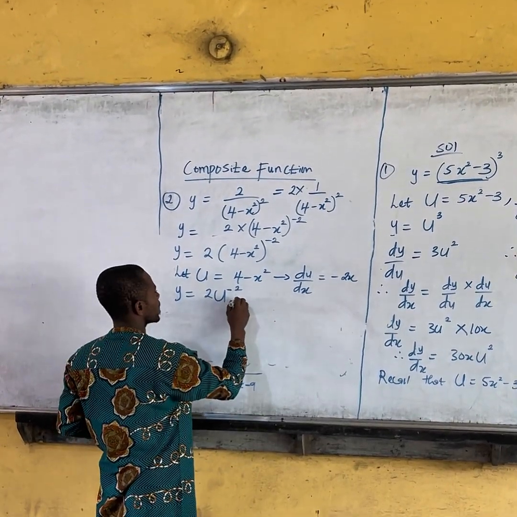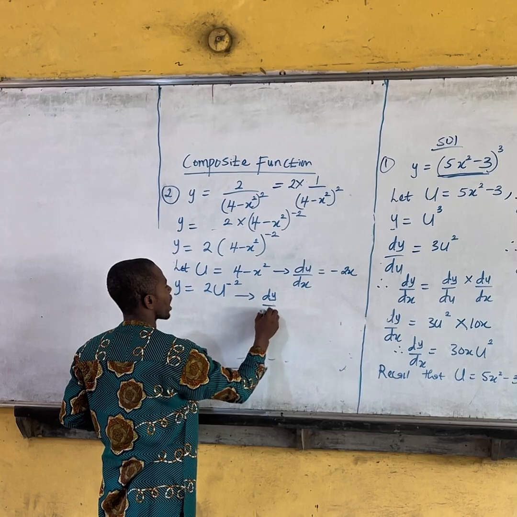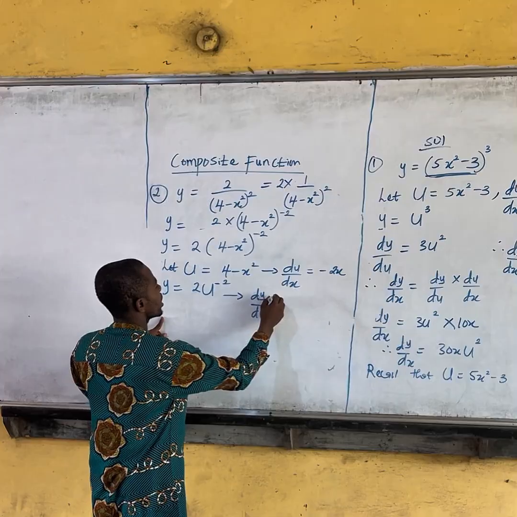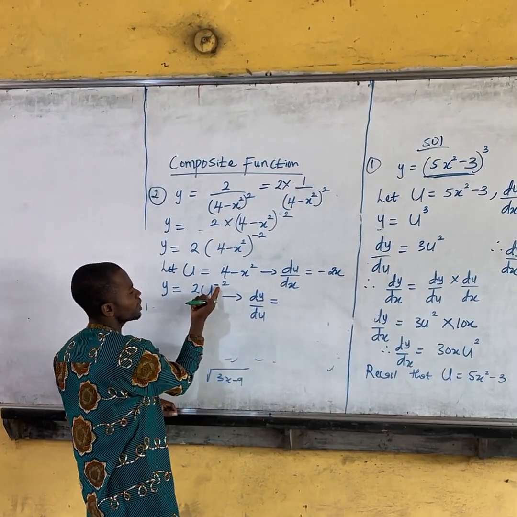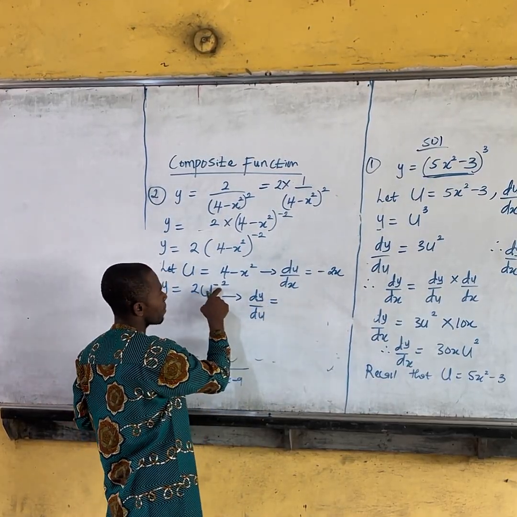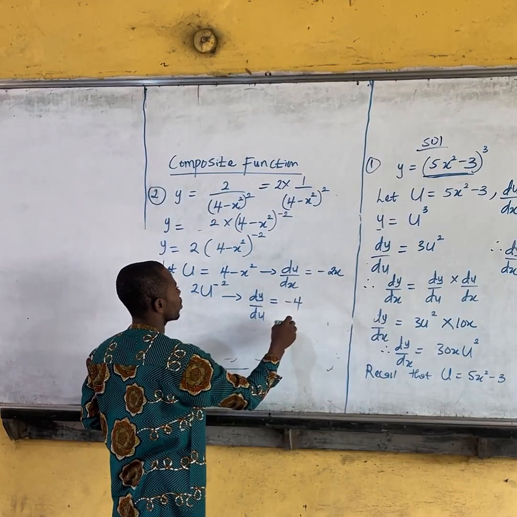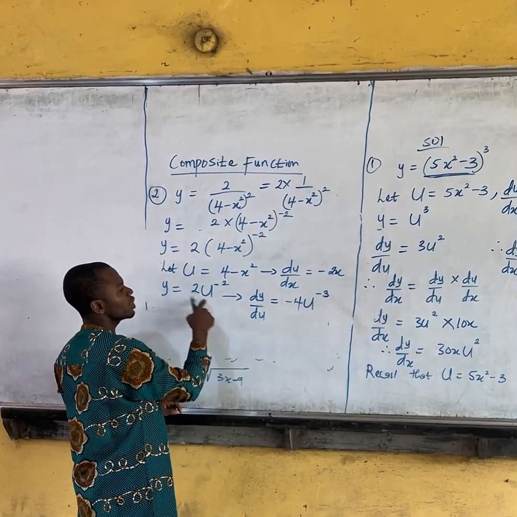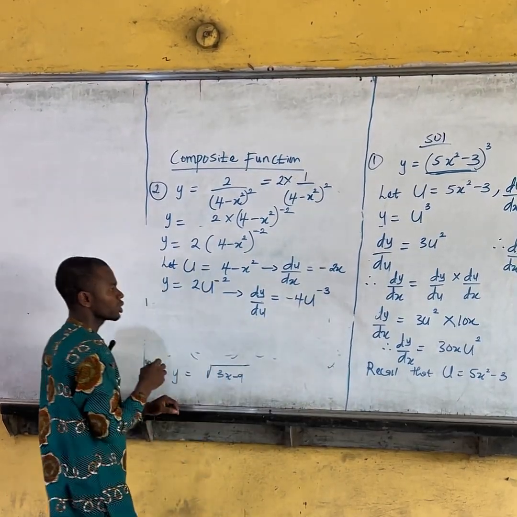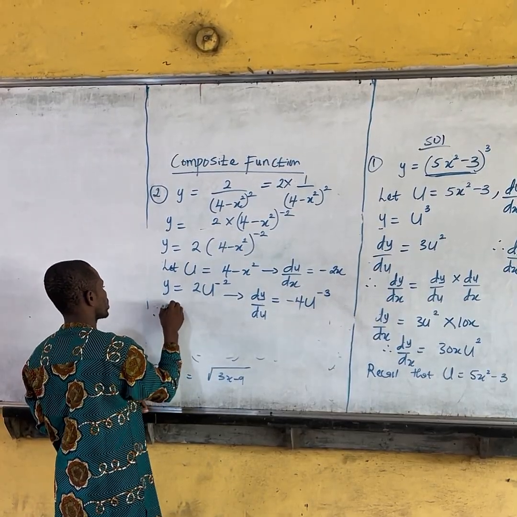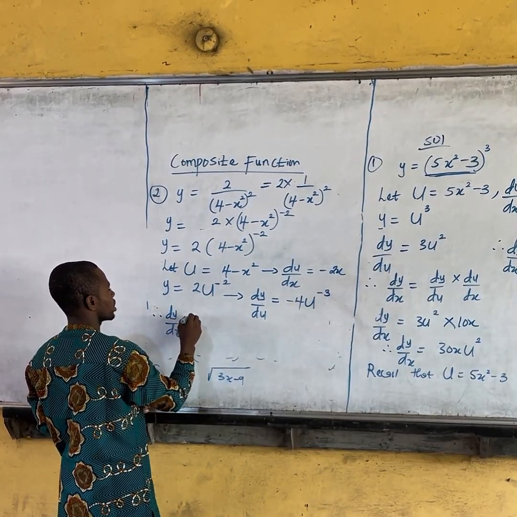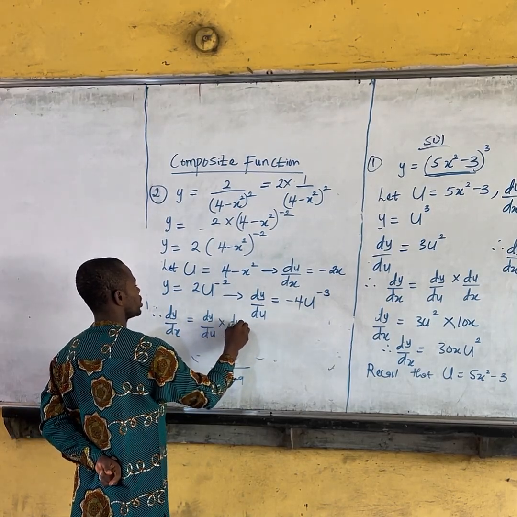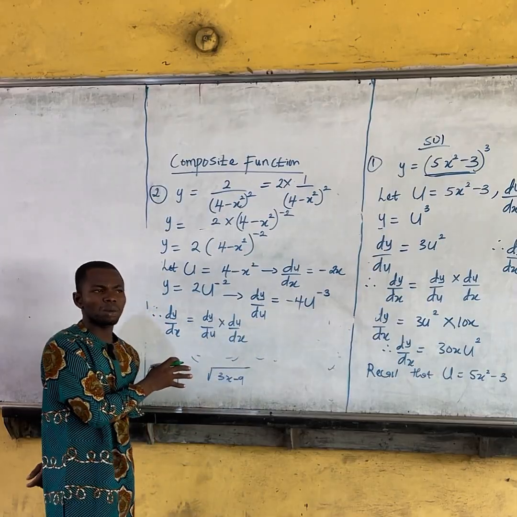Now, from this y, I can generate dy over du, differentiating y with respect to u. This power minus 2 will multiply 2. That is minus 4u. If I now remove 1 from the power, minus 3. That is minus 4u raised to the power of minus 3. So using the chain rule, in conclusion, dy over dx equals dy over du times du over dx. This is the standard formula for the chain rule.